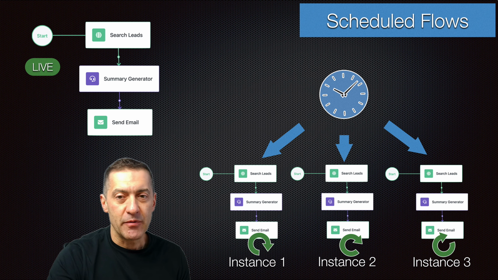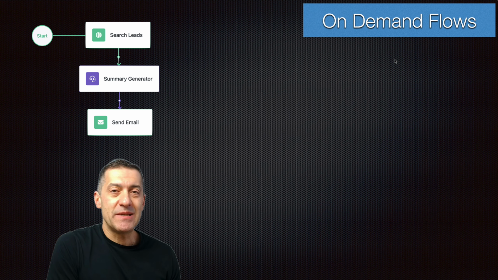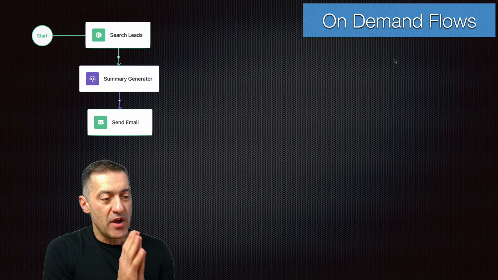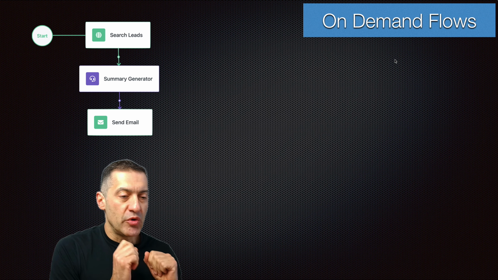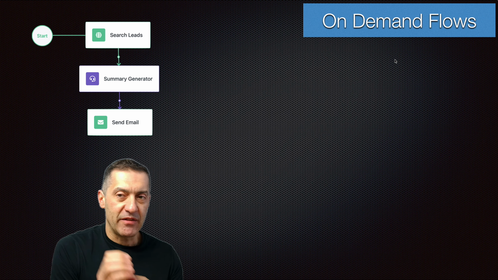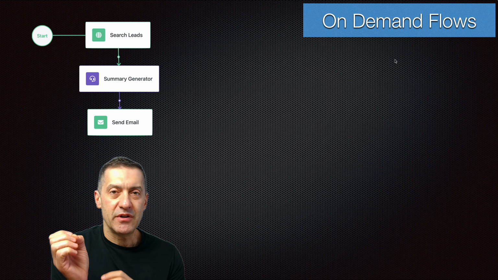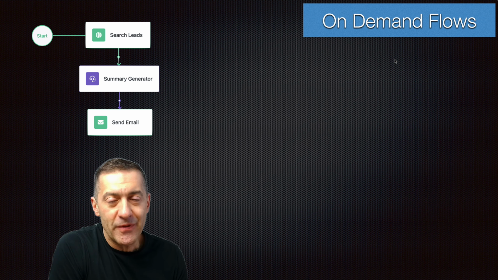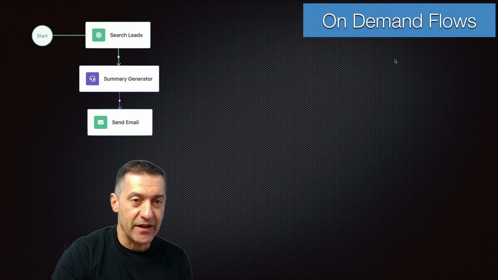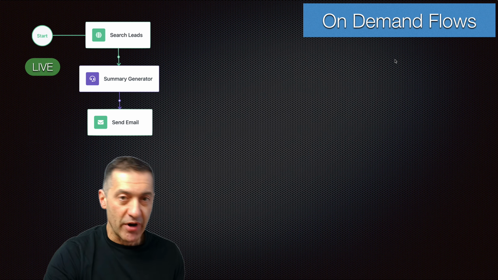Next, we have on-demand flows. That's a flow where you are provided with an opportunity, a way to control when an instance of it is created. So here we have a flow that starts with an action. And in this case, let's say that we run this flow.